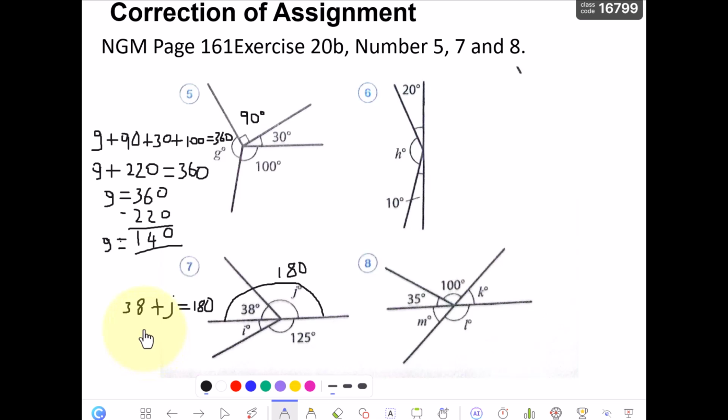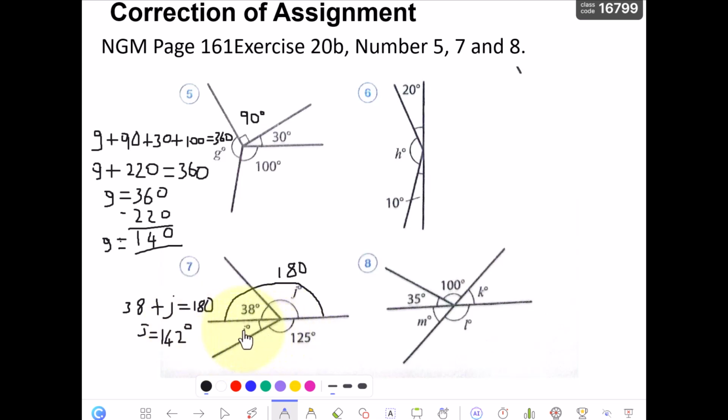So that means if you subtract, 180 minus 38 will give us our j. So this one will be what? Let me do the subtraction. So this will be 10 minus 8 is 2, then 7 minus 3, this will give me 4. So this will be 142. That means j is 142 degrees.